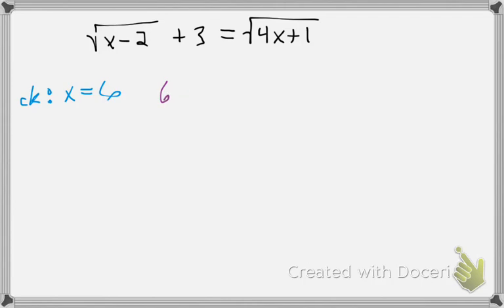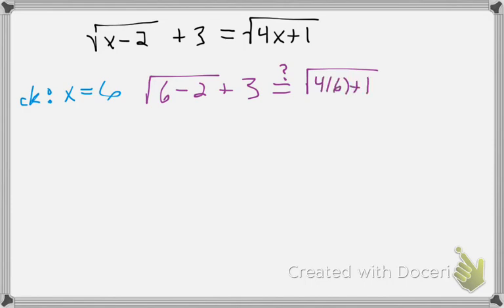So we've got, don't die, square root of 6 minus 2 plus 3. And we're ever so hopeful that that's going to be the square root of 4 times 6 plus 1. 6 minus 2? 4. Square root of 4 is 2, if we're looking at the principal, plus 3. 4 times 6? 24 plus 1. And the principal square root of 25 is? 5. 2 plus 3 does give us 5. So 6 worked.